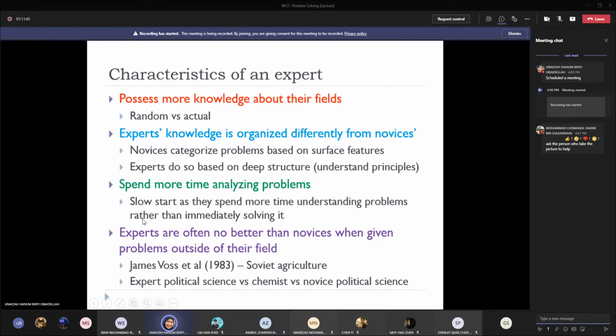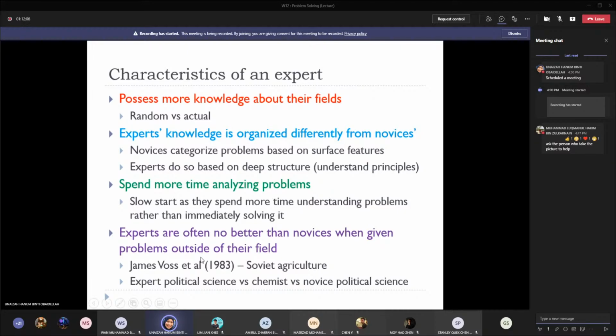They also spend more time analyzing the problem, so they can have a slow start. When, let's say, they're given a problem, they may take time to understand it, but once they understand, they're very quick when it comes to solving it. Because during understanding, they're trying to evaluate which part of other knowledge or concept needs to be activated in my brain now.